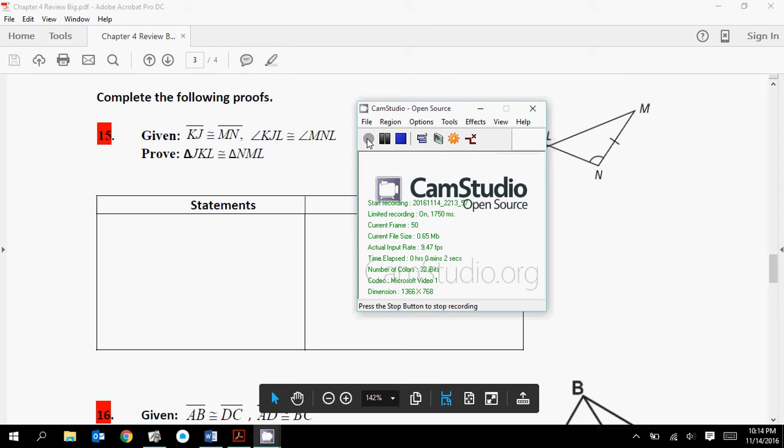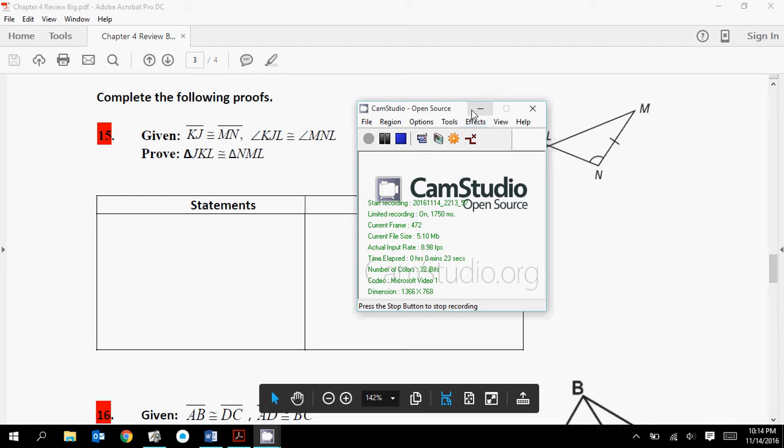Alrighty, the final installment here of this Chapter 4 review. We're going to deal with the big one here, the proofs, the one that seems all big, bad, and scary, okay?